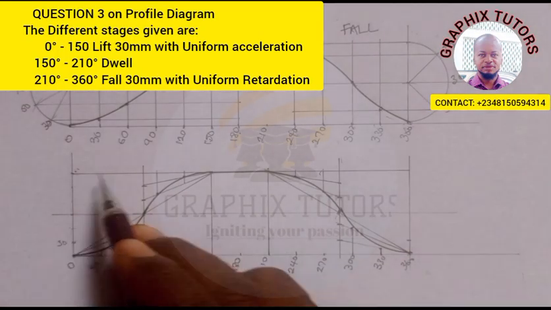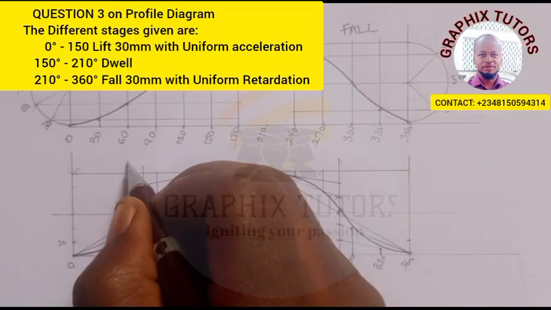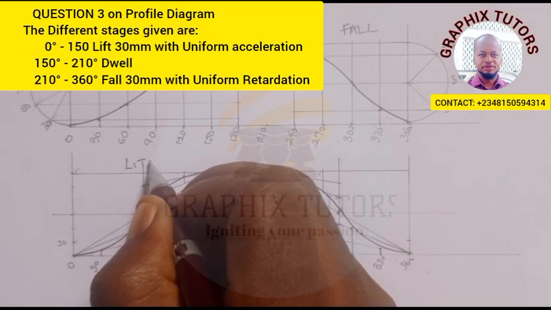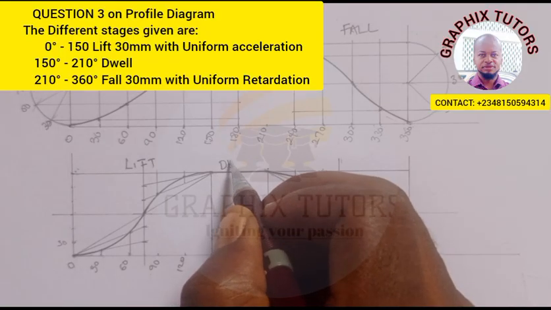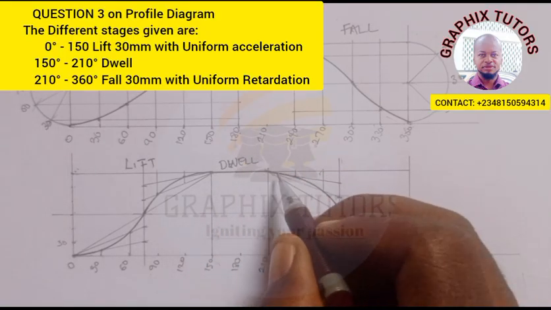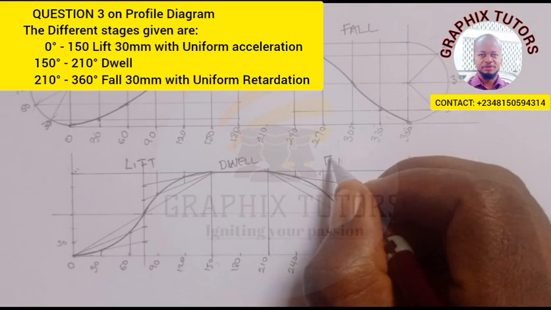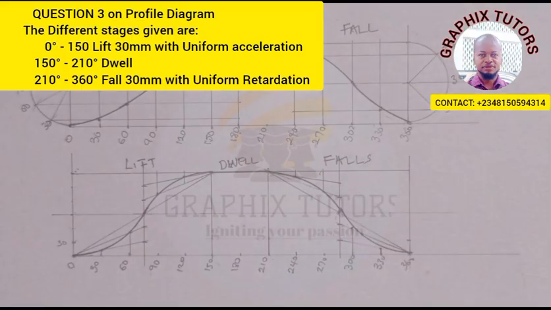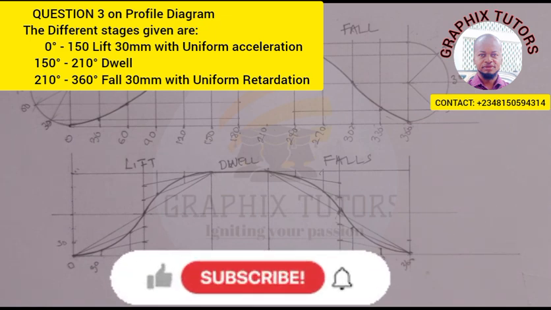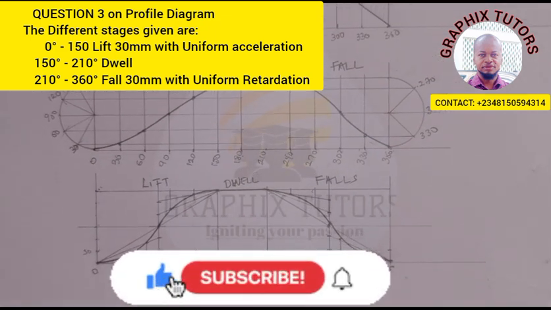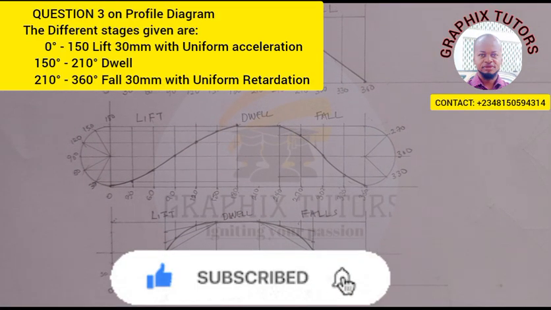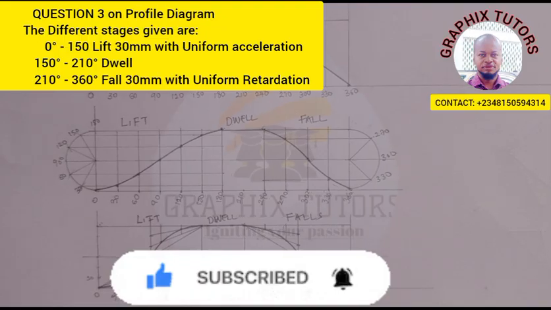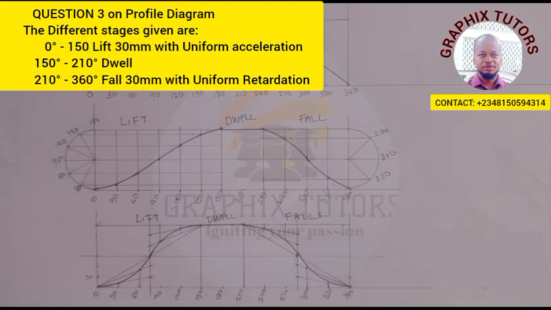So from here to here, it lifts. Then from here to here, it dwells. Then from here to here, it falls. That's what I mean here. So these are the motions that we have. So let me show you all together. So these are the motions that we have here. All together.